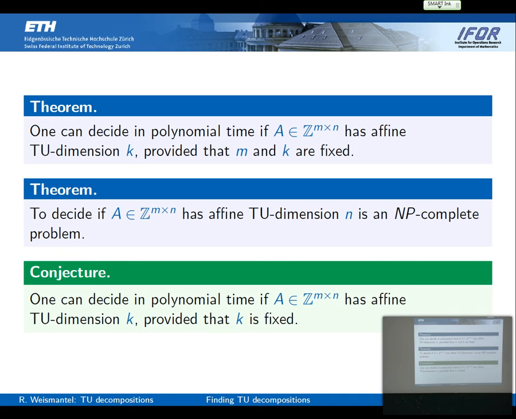Now, in fact, what we conjecture is that one can solve it in polynomial time, provided that only k is fixed and m is not fixed. But this is a very difficult question. I spoke with Jim Gillin, who also thought a little bit about it, but he also said this is not so easy, because you essentially have to extend this TU decomposition machinery to the case that we have here, also with this W matrix, and it is not clear how to do it. So this is why I put this up as a conjecture.